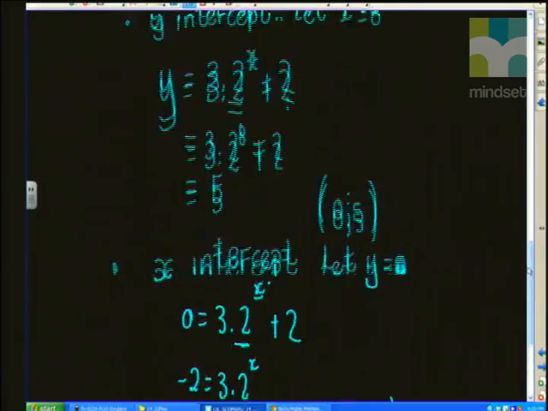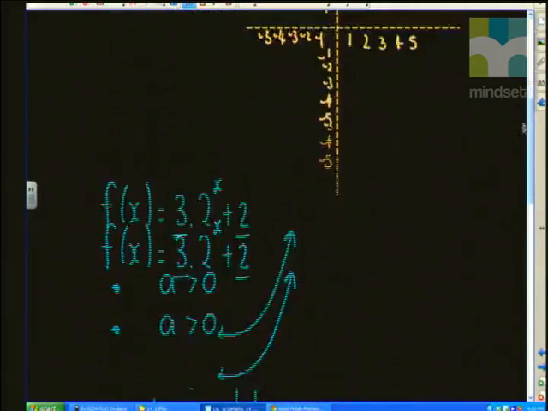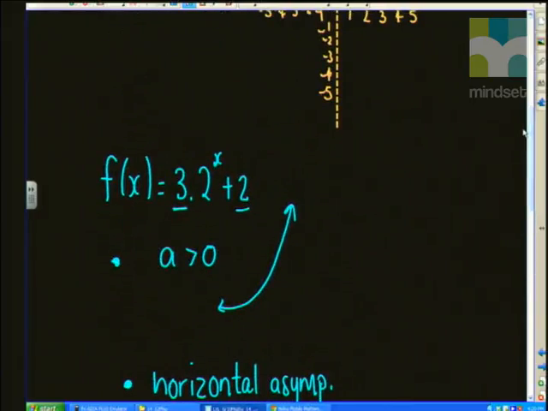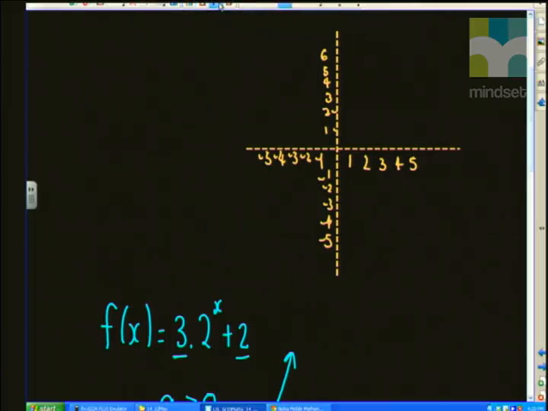So we need to plot the graph using the information we've got. We know that we've got an upward facing graph. We know that the horizontal asymptote is y is equal to 2. Y is equal to 2 is my horizontal asymptote. So that means at 2 on the y-axis, I'm going to draw the asymptote. Okay? So at y is equal to 2, there we go. We have our horizontal asymptote. I'm just going to extend it a little bit to the left.